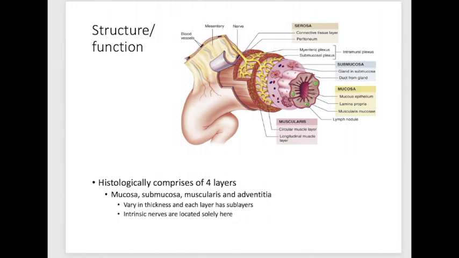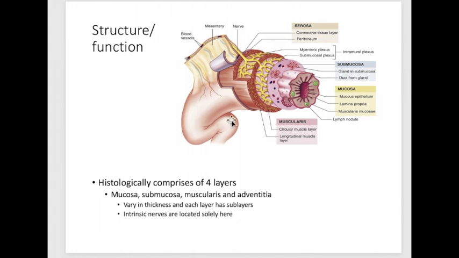Histologically, the structure and function of the gastrointestinal tract consists of 4 layers. From the inside out, they are the mucosa, submucosa, muscularis, and serosa or adventitia. They vary in thickness, and each layer has sublayers. There are intrinsic nerves that are located solely here. Neurons from the enteric nervous system are controlled by local and autonomic nervous system stimuli. The enteric nervous system comprises 3 nerve plexuses, and they are located in the different layers of the gastrointestinal wall.